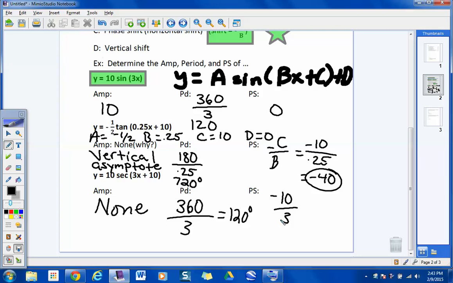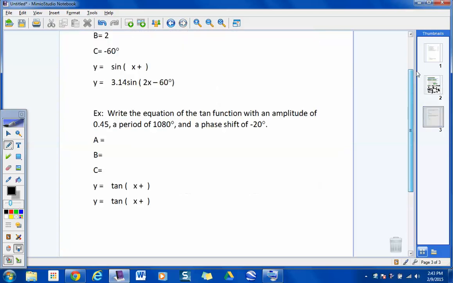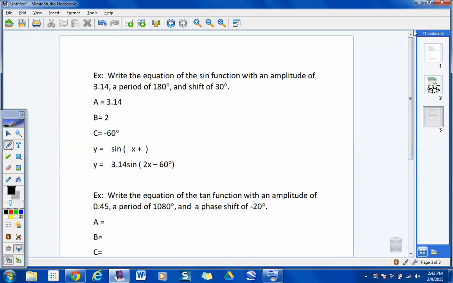Do you guys have an example at the bottom of the first page that looks like the example at the top of my first page right here? I think you have just this first part at the bottom of that page, don't you? It says, write the equation of the sine function with an amplitude of what here, guys? Amplitude is 3.14, a period of 180 degrees and a shift of 30 degrees. This gives you all the values right here already.